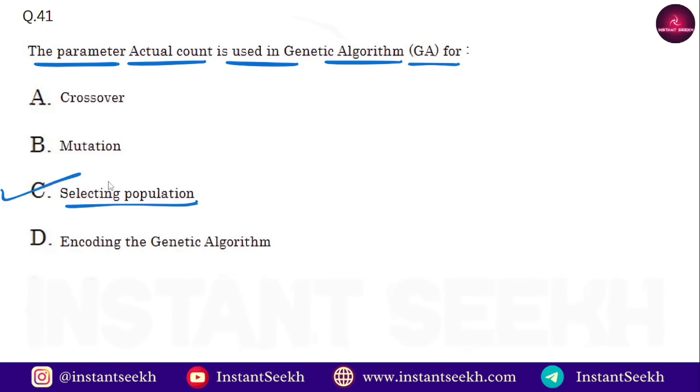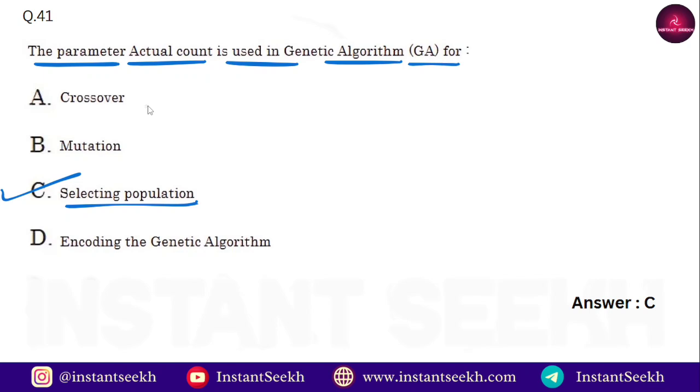The parameter actual count is used in genetic algorithm for selecting the population. That is your option number C, your correct answer. Now, actual count is used for selecting the population, and refers to the process of choosing individuals from the current generation to be parents for the next generation. Okay, and what are the other terms?